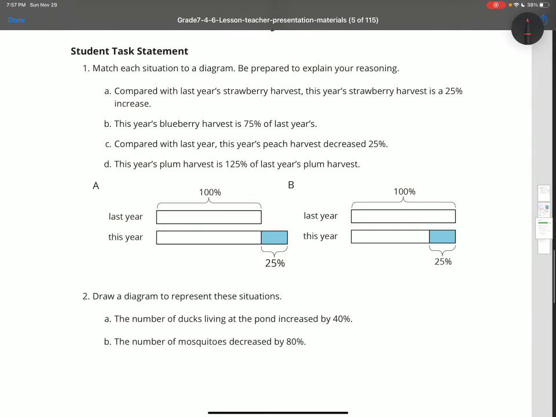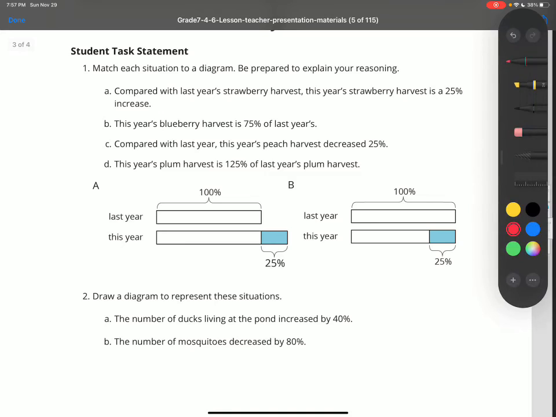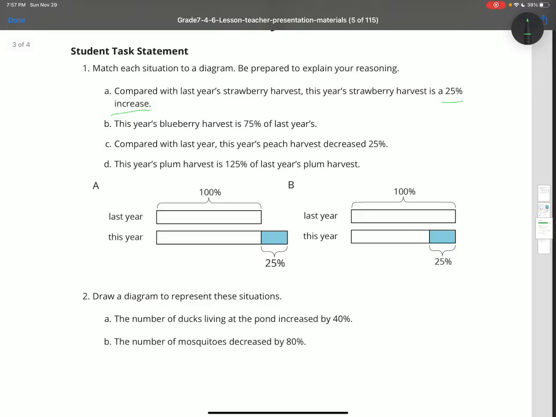All right, so let's look at part A. It says, compare with last year's strawberry harvest. This year's strawberry harvest is a 25% increase. What I want you to do at home is write next to your notes a 25% increase, so plus 25%, because it's an increase. If they use the keyword increase, I'll use green. If it uses decrease, I'll use red. So I'm looking for a 25% increase.